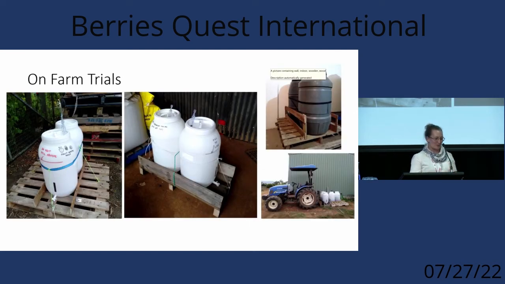How do we get people to adopt this? So we decided to run some farm trials. We got some cider barrels. They were 60-litre barrels. We put taps on the bottom, carbon dioxide bubblers on the top. We put thermometers on the inside, and we took them out to see whether farmers would adopt this process.